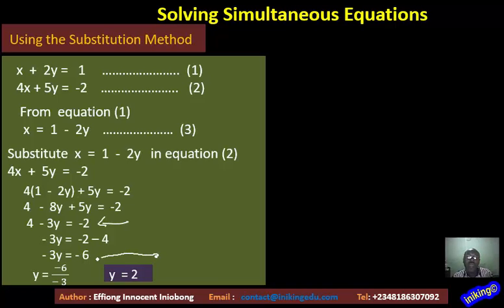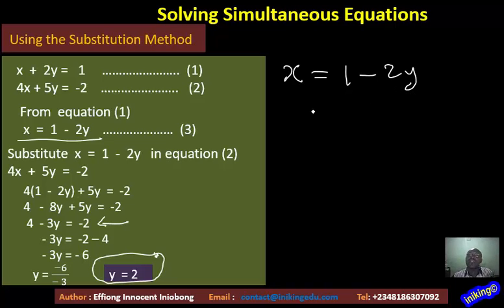So now that we know what y is, can we find x? Of course, do the same thing we did in elimination. Take the value of y and go to either equation 1 or equation 2 to get x. But why go that far? Already I have an expression here that says x is equal to 1 minus 2y. That was the expression we obtained from equation 1 earlier on.